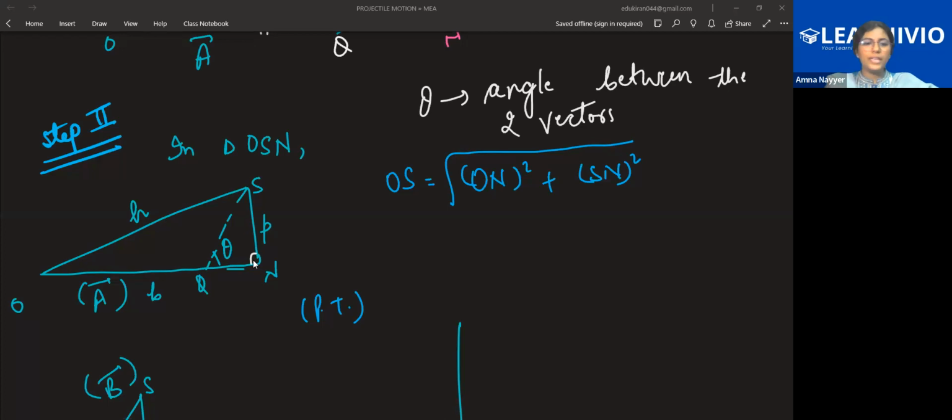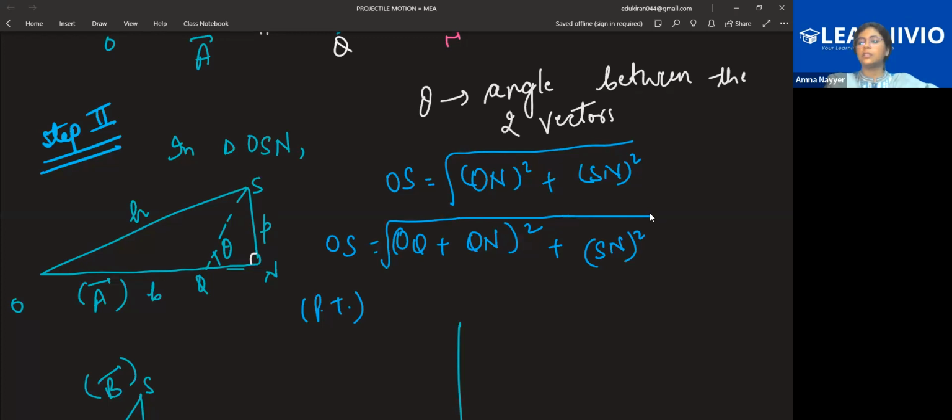Now what we can do, we can split this ON. ON can be written as OQ plus QN. So OS can be written as the square root of OQ plus QN whole square, plus SN square, which was already there. All right.